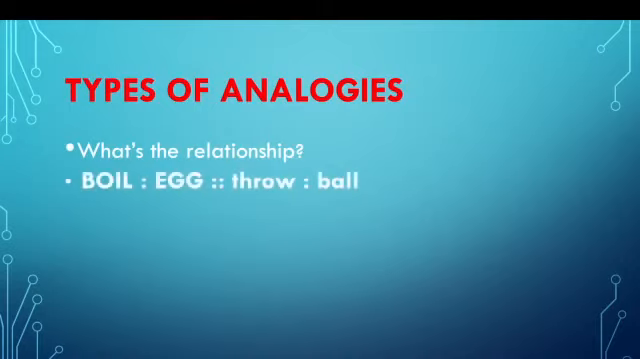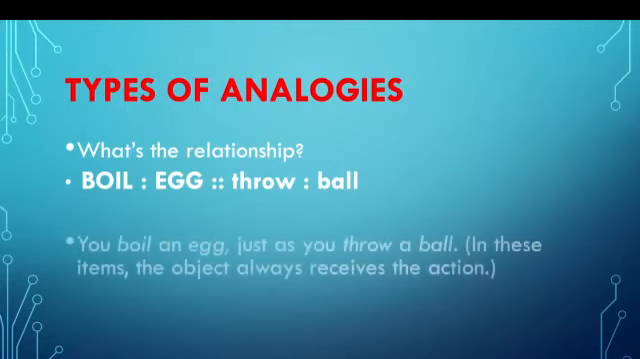What's the relationship here? Boil is to egg, as throw is to ball. Well, you boil an egg just as you throw a ball. In these items, the object is receiving the action. And so here now we have the action and a related object. Boil is an action. Throw is an action verb. And what is happening in that relationship? You are boiling an egg: the action and the related object.